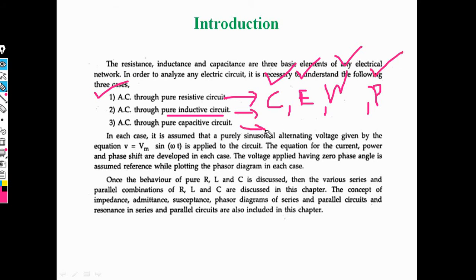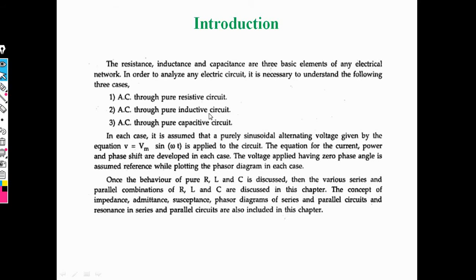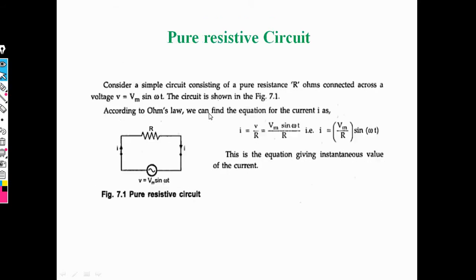Also the same for capacitive circuit: circuit diagram, equations, waveform, and each and every element depends on the power equation. That means 4 parameters are very important in pure resistive, pure inductive and pure capacitive circuits. Okay, now we have to explain. The first point is the pure resistive circuit.